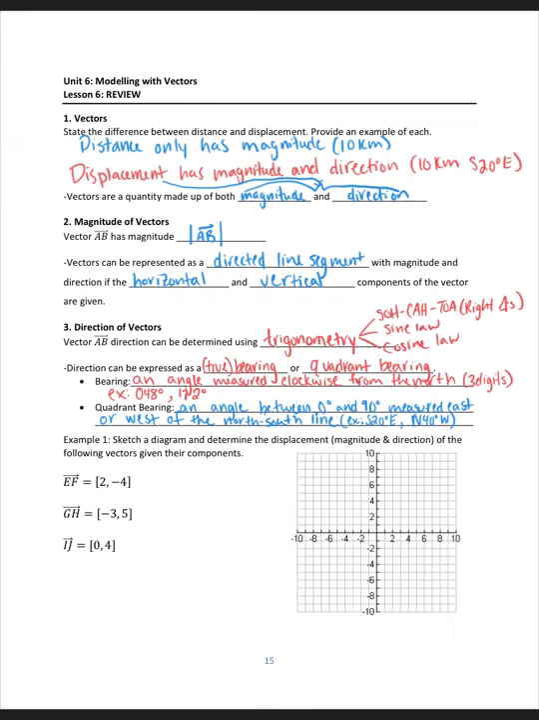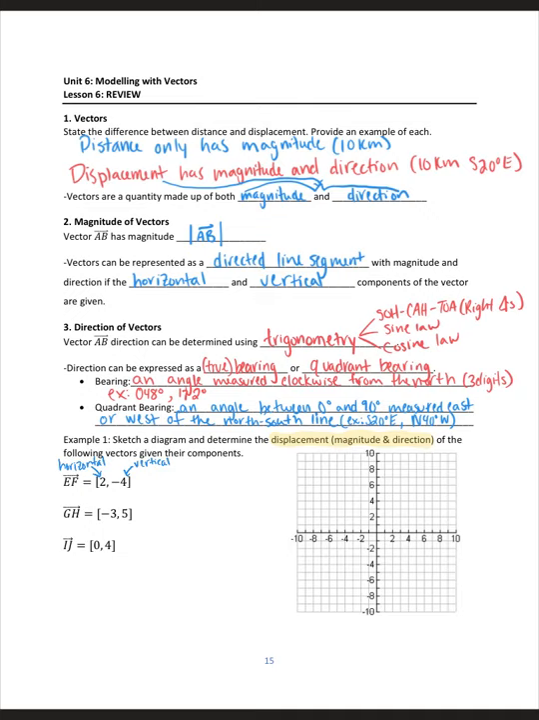So let's look at some examples. We're going to sketch these diagrams, or sketch these vectors rather. They're providing us with the horizontal and the vertical component for each of them. So we sketch a diagram and determine the displacement, which remember displacement is the magnitude and the direction. So let's just make sure we all remember that. So displacement is the magnitude and direction of the following vectors given their components. So the first number is going to be their horizontal component. And that second number is going to represent the vertical component.